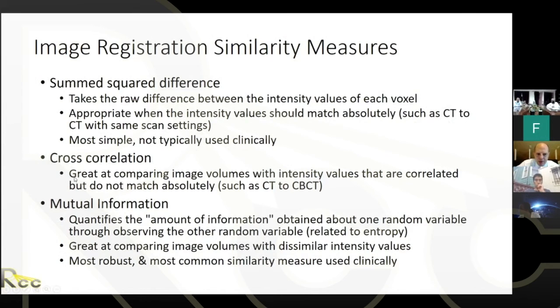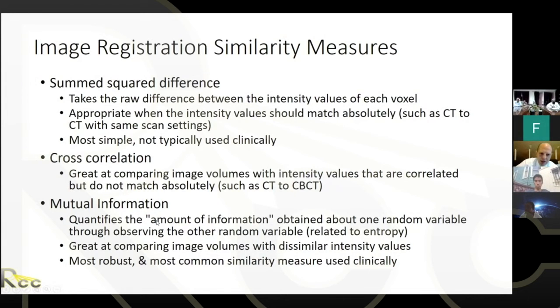Cross-correlation is similar. This is great at comparing image volumes with intensity values that are correlated, but that do not match absolutely, such as matching a CT to another CT or to a cone beam CT. But it doesn't work well when there's not that kind of correlation, for instance, if you try to match images from different modalities.